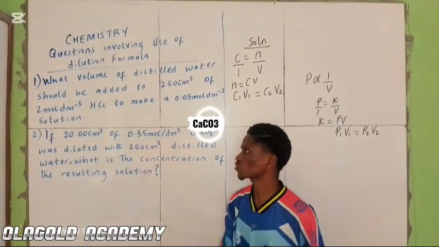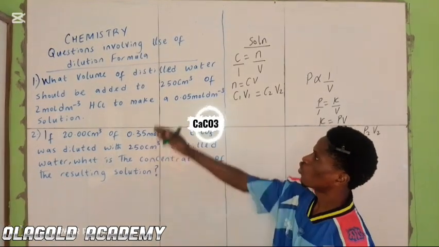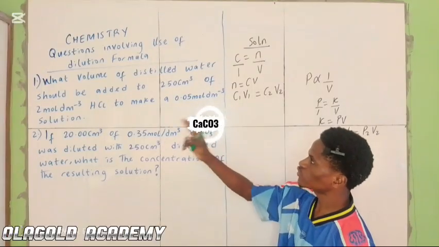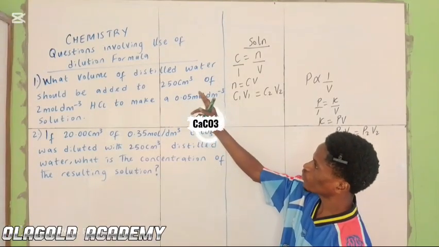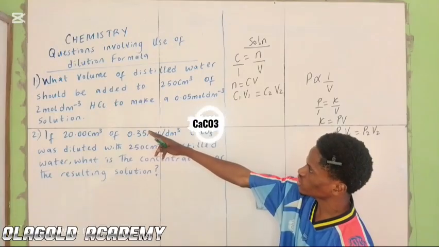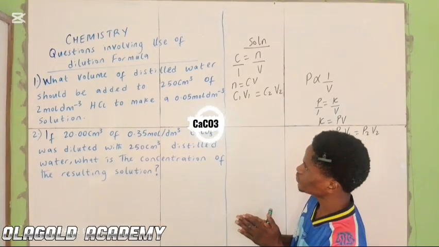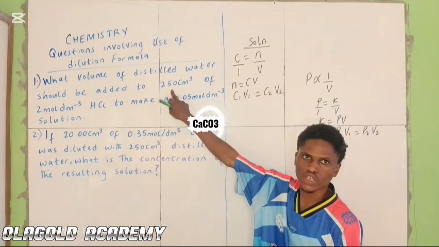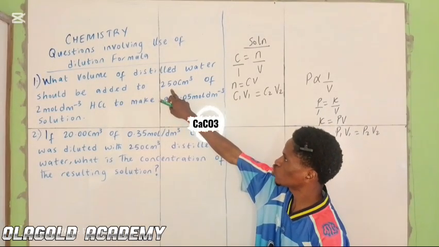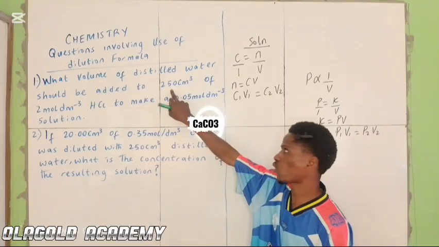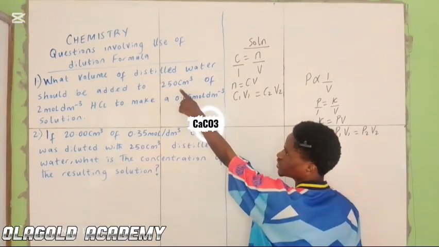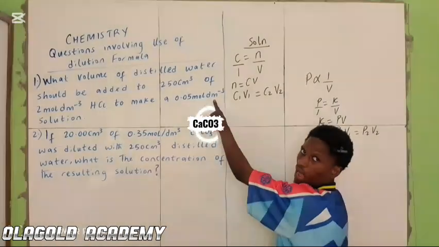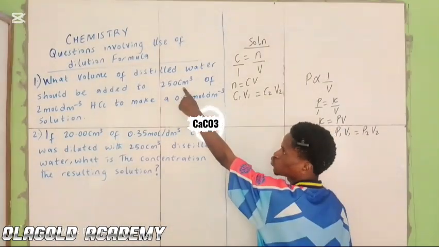Alright, the question says that what volume of distilled water should be added to 250 cm³ of 2 mole per dm³ HCl. Now, as you can see, that 250 cm³ is coming first. So this 250 cm³ becomes our V1. And let's not forget, it's in cm³, but we have dm³ here. So what happened? We change from cm³ to dm³.